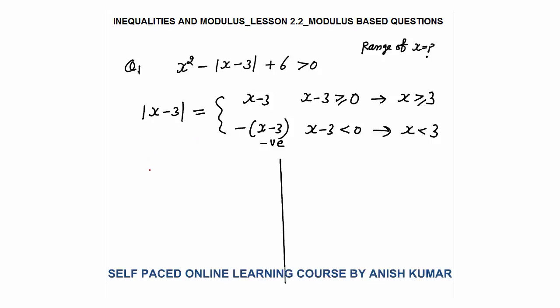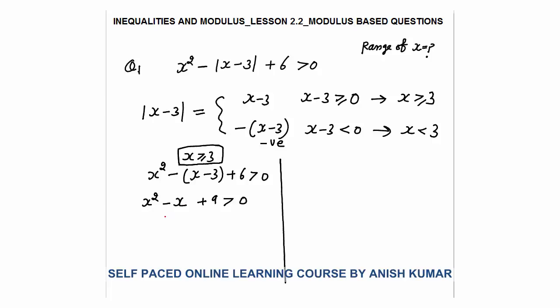Now you can solve and calculate the answer. x square minus, first of all, mod will be as it is, x minus 3 plus 6. This is greater than 0. Now there is a condition that x must be greater than or equal to 3. On this condition, I can put the value of mod of x minus 3 as only x minus 3. Hence this is x square minus x, this will become plus 3 plus 6. This is 9. This is greater than 0. Now if you find the roots of this expression by making it equal to 0, you will find that the roots are complex.